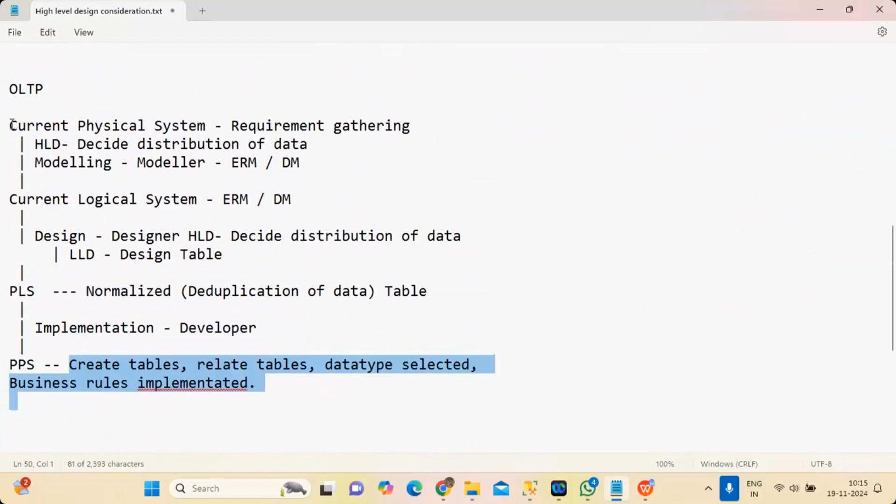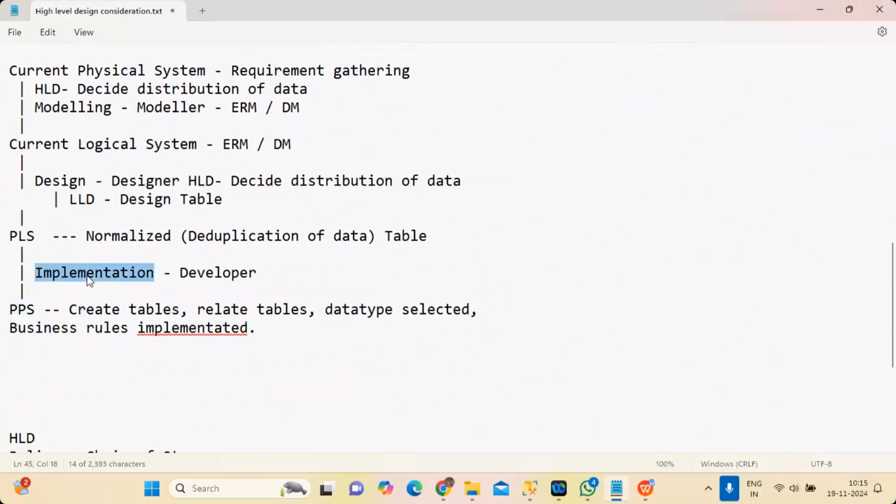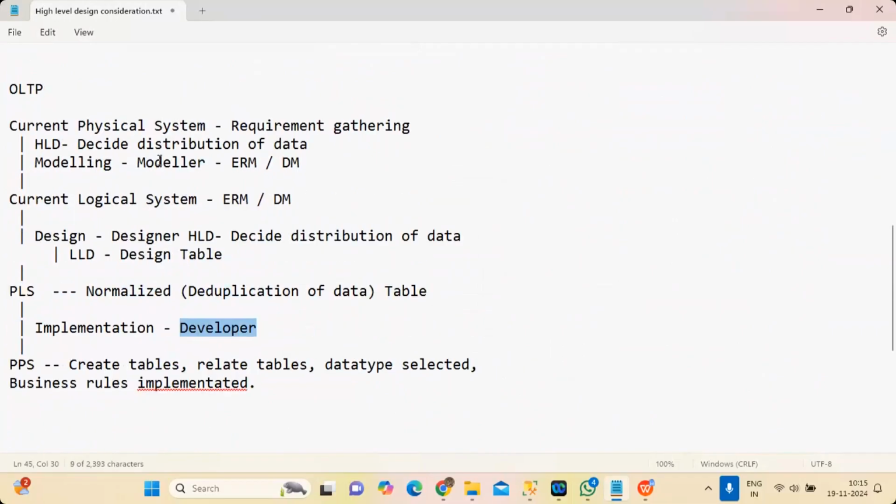For converting from the current physical system to the current logical system, you require modeling and you require the role of a modeler. For converting from the current logical system into the proposed one, you require the designer. Design is the step, designer is the role. And to convert from proposed logical to proposed physical, you require implementation, and this implementation is done by the developer. So these are the roles: the modeler, the designer, and the developer.